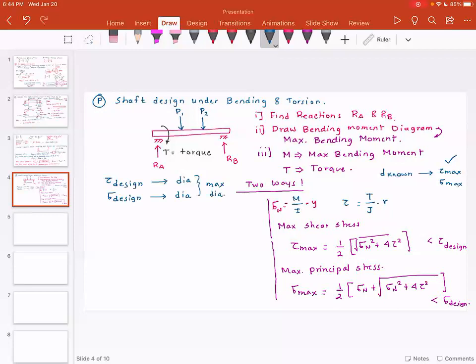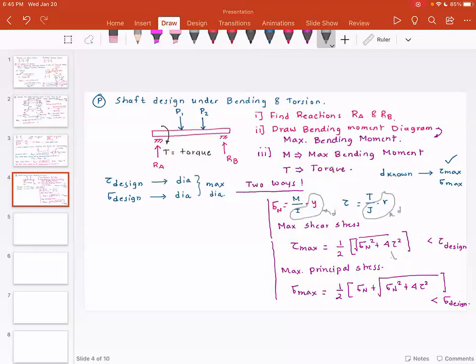Now here, the problem becomes slightly complex. And I want you to understand why. Because please note, this equation is expressed in terms of diameter. This expression is also expressed in terms of diameter. And depending upon whether you have a solid shaft or a hollow shaft, you are going to get an equation that could involve inside diameter and outside diameter.